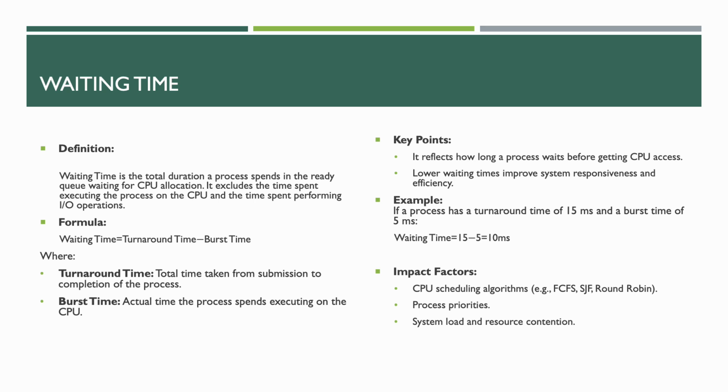Then several factors influence waiting time, including CPU scheduling algorithms and process priorities which determine execution order. Then system load and resource contention, which impact how quickly processes move through the queue. So understanding waiting time helps optimize CPU scheduling and ensures fair resource allocation.